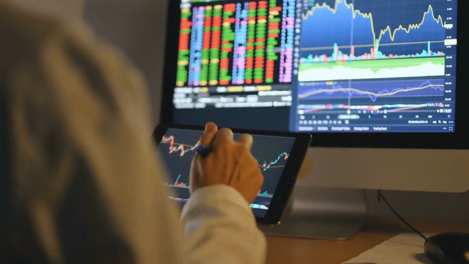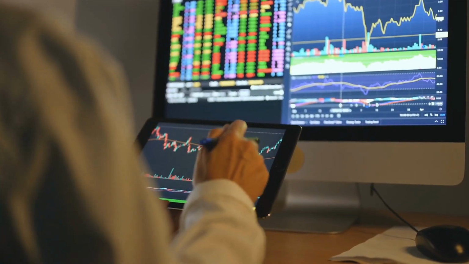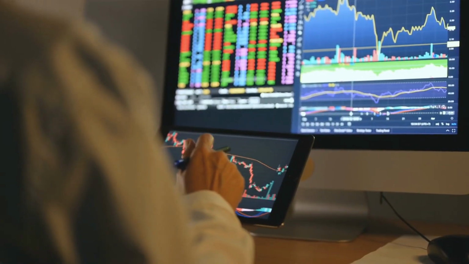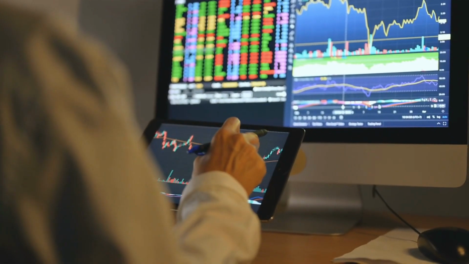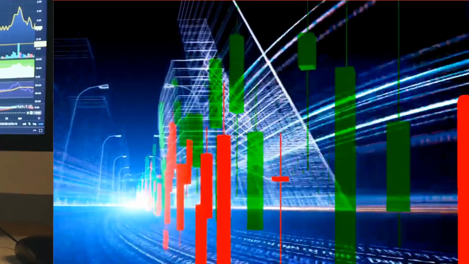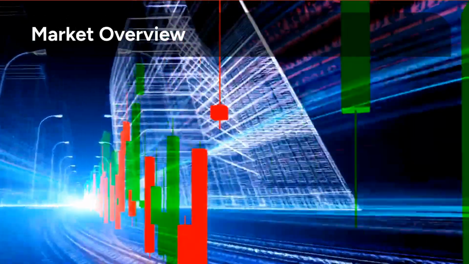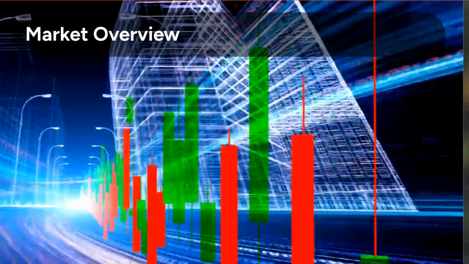Our report offers a calm, factual, and educational perspective on the current gold trading environment, utilizing professional financial charts and data. Let's begin with a general market overview of recent gold price action.